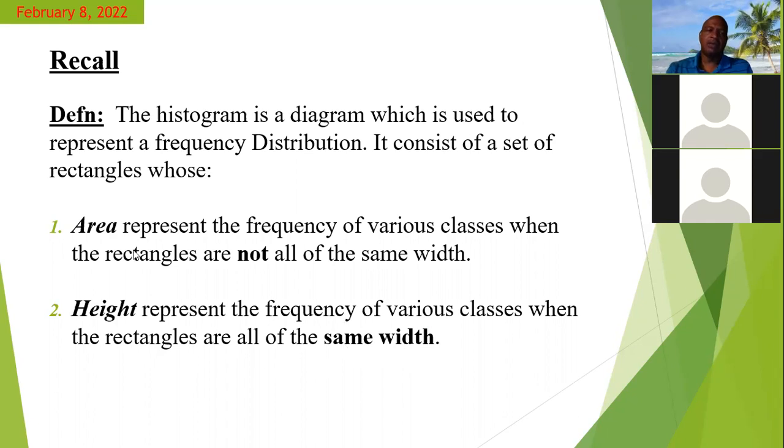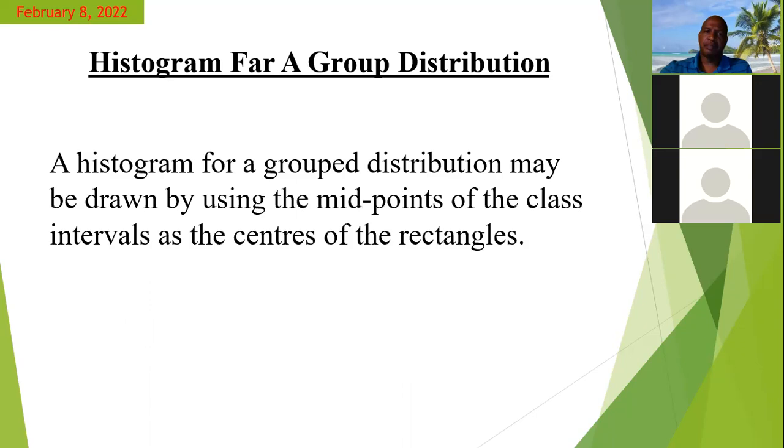Now, in order to determine the mode of a frequency distribution, remember, when we plot our histogram for a group distribution table, the histogram may be drawn by using the midpoint of the class interval as the center of the rectangle. Just to remind you guys that our class interval is the same thing as our classes. So we have first class, second class. And remember, each class has a lower and an upper limit.